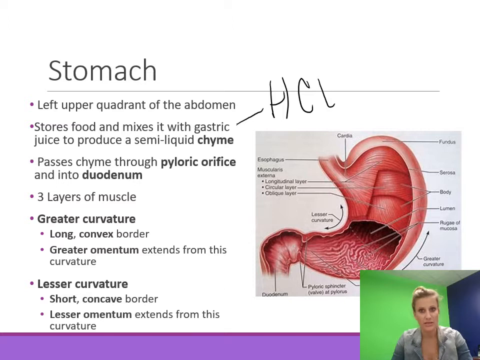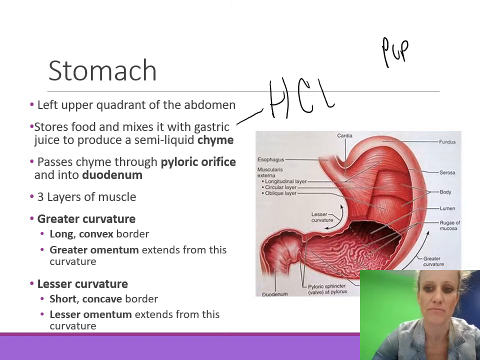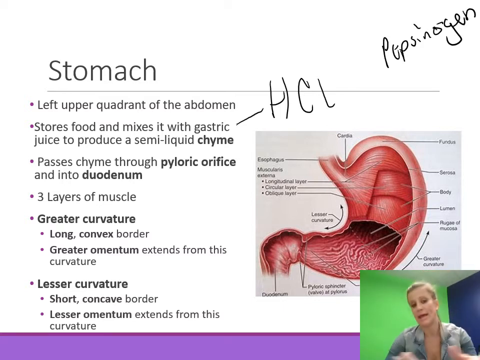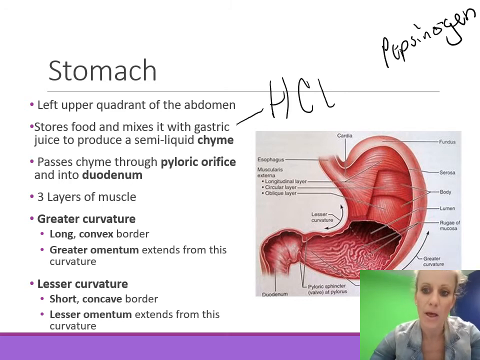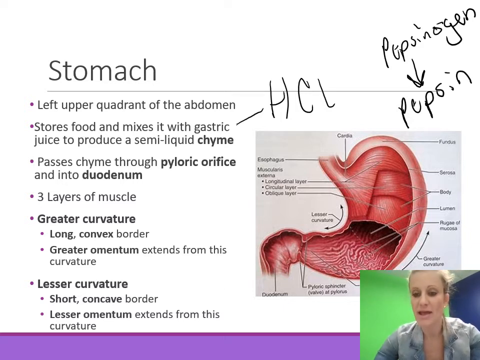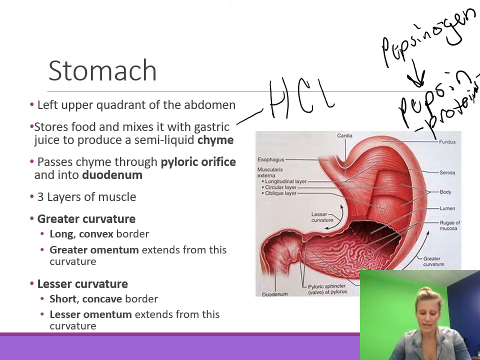It also activates enzymes. So for example, gastric juices include something called pepsinogen. And pepsinogen is inactive. It's not able to digest anything. However, once it gets into an acidic environment in the stomach, so because of this hydrochloric acid, pepsinogen gets activated into pepsin. And pepsin actively breaks down proteins, or digests proteins. So the hydrochloric acid can break things down itself. It can activate other enzymes that further break down food that we eat.